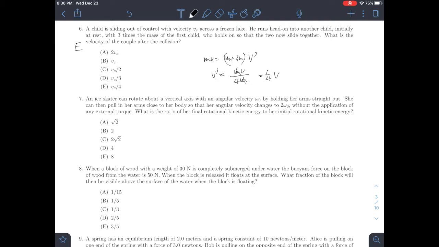Then question number 7. An ice skater rotating about a vertical axis with an angular velocity omega naught.